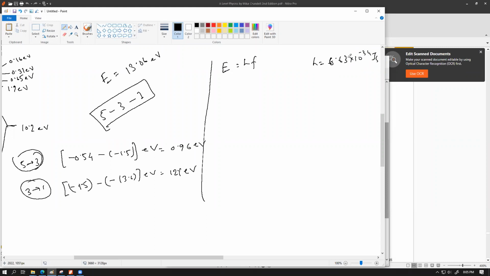You don't have to memorize this value. I just remember it because I have used it too many times. This is Planck's constant, which will be given to you in the formula sheet, so you don't have to memorize this number at all.